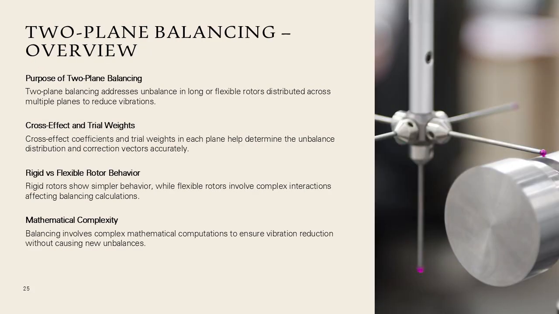This slide explains two-plane balancing, necessary for long or flexible rotors where unbalance is distributed across multiple planes. The slide discusses cross-effect coefficients, trial weights in each plane, and vector coupling between planes. It outlines the differences between rigid and flexible rotor behavior and emphasizes the mathematical complexity involved. Two-plane balancing ensures both ends of the rotor achieve acceptable vibration levels without introducing new unbalanced conditions.